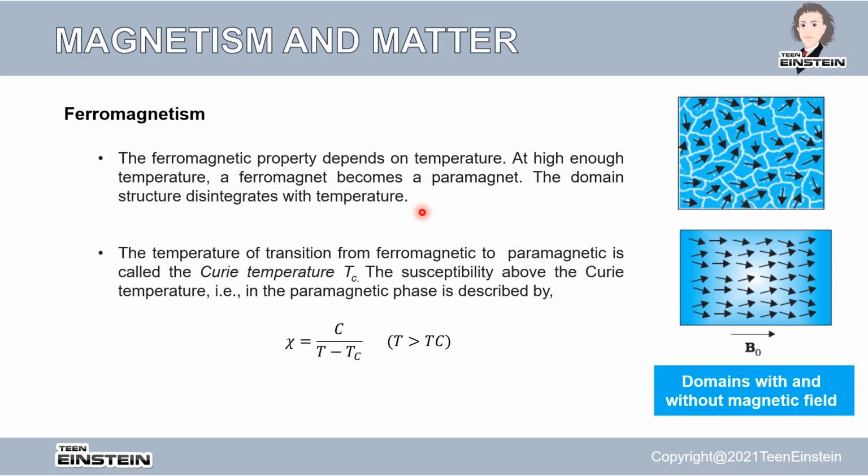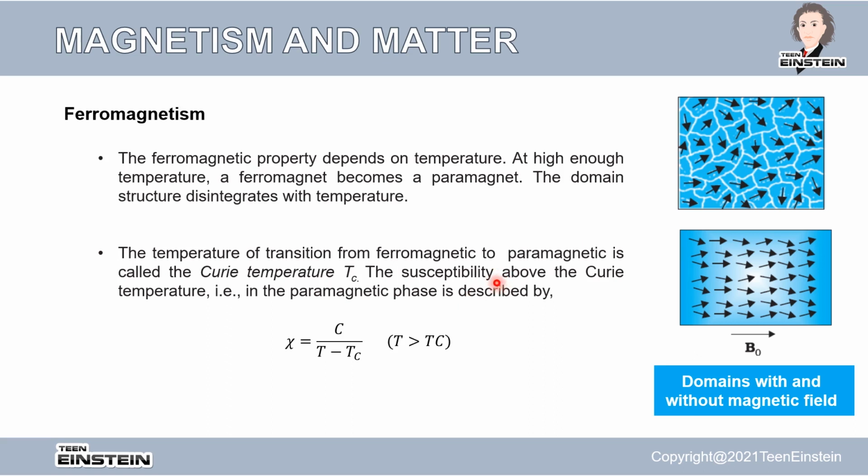But at low enough temperatures, the magnetic field can align the domains in the same direction, so they become magnetized. So it is also temperature dependent, but the dependency is a little bit different compared to the paramagnetic case. The temperature of transition from paramagnetic to ferromagnetic is called the Curie temperature Tc. This is like a phase transition, like from liquid phase to solid phase. It is also a phase transition from paramagnetic to ferromagnetic.